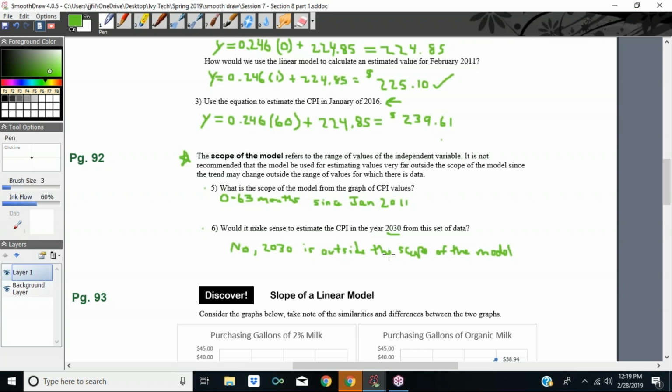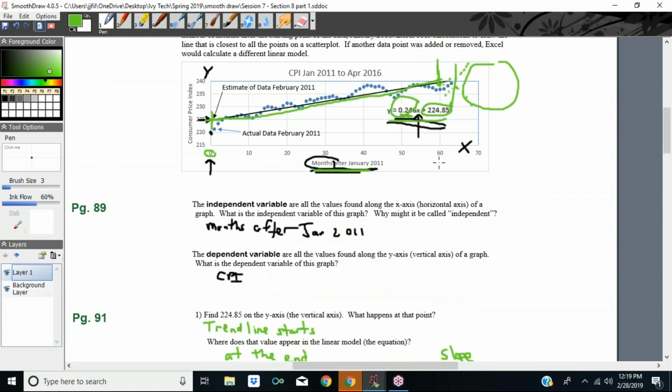And the answer is no, because 2016 is right here, right? 60 months is 5 years. So 2030 is way out there, and we don't know what's going on out here because the model ends right there. We don't know if these dots are going down real steep, or going up real steep, or if they're steadying off. We don't know what they're doing. So we cannot make a prediction out past 63 months.